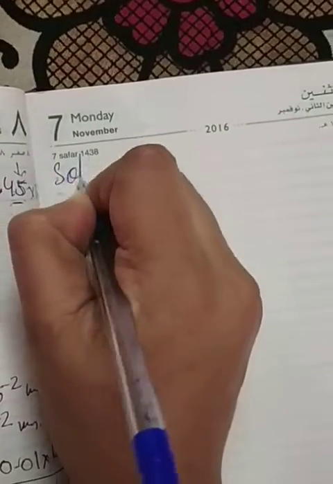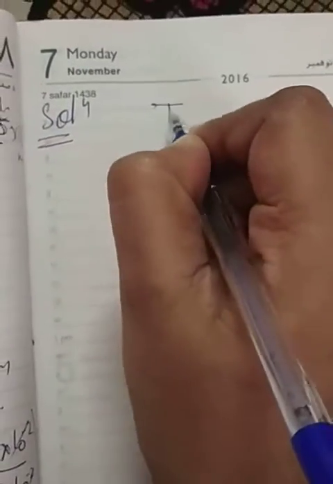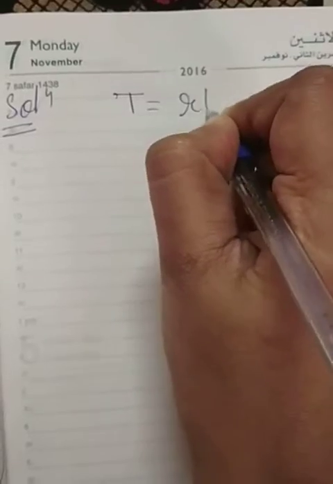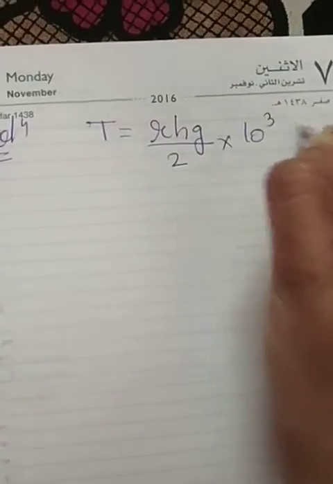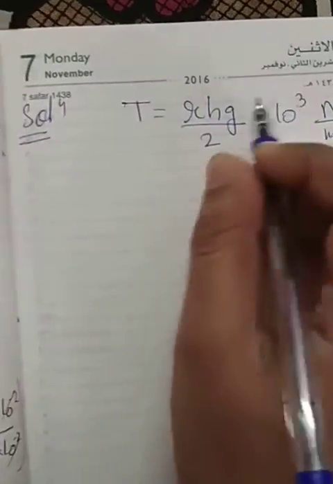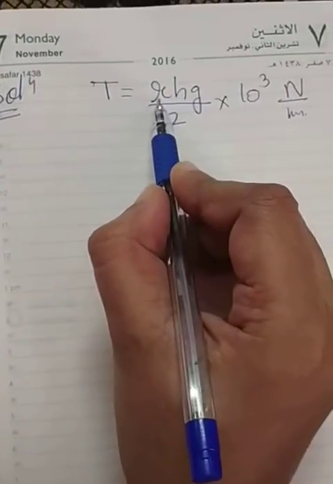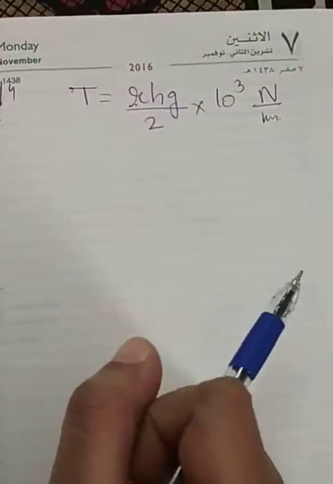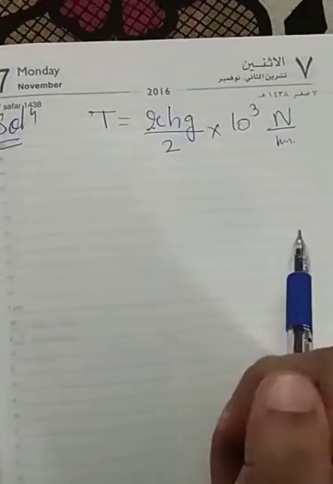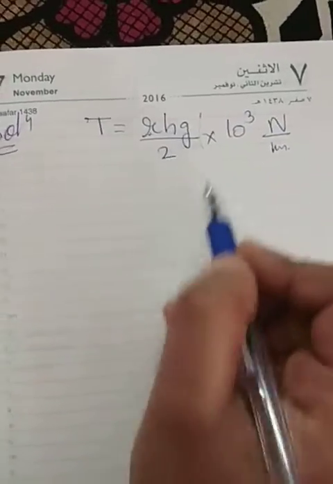One minute. Okay, the solution: first write down the formula, T equals rhg divided by 2 × 10^3 Newton per meter. Students, look, r is a variable, which is the radius of the capillary, h is the height of the water level, g is a constant, which is the acceleration due to gravity, and they are all in multiplication.